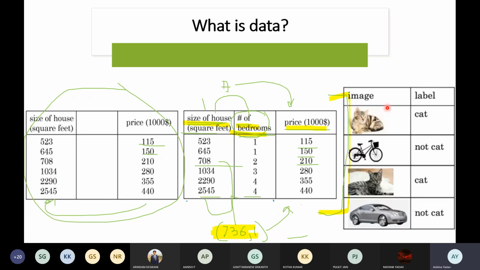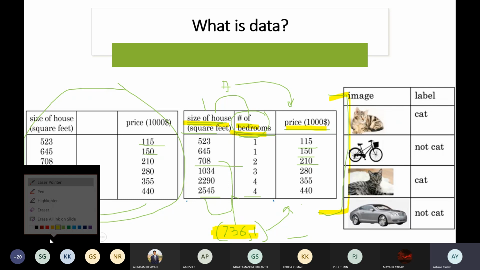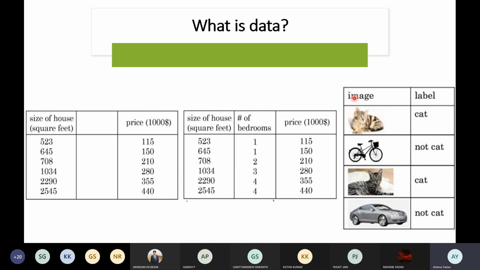In the third case, similarly, if I have this data here, you can see there are some images here, some labels here. Again, the machine learns that this is an image of a cat, this is not a cat. Again, this is a cat, this is not a cat. Again, we give the data to the machines, and they try to learn from the data.